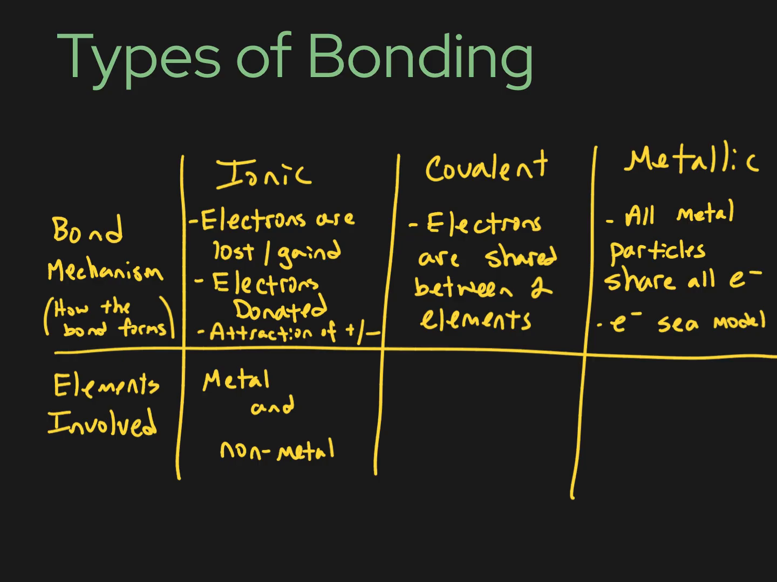Now, with covalent bonding, the elements involved are always two nonmetals. We do not have metals in covalent bonding. Only nonmetals participate in covalent bonding.